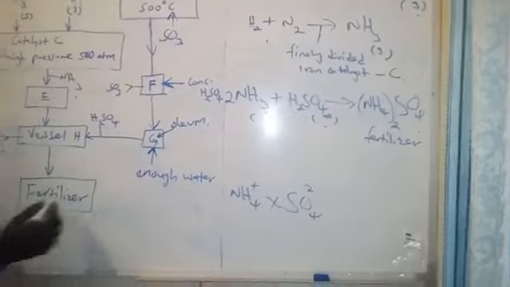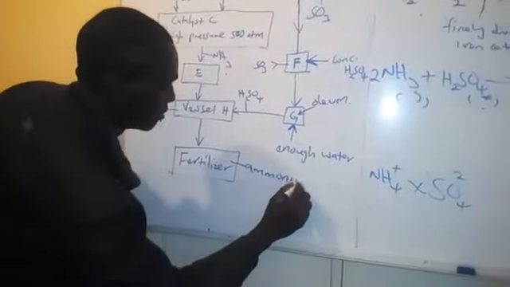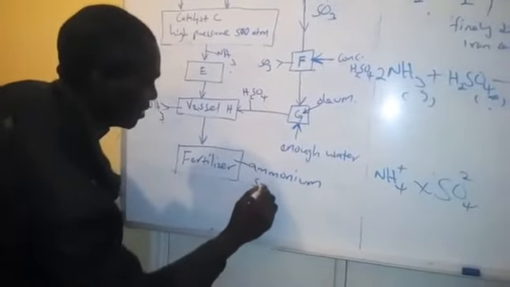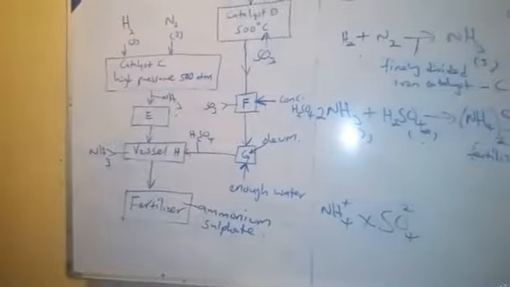So we are aware that this fertilizer here is ammonium sulfate. Ammonium sulfate. So I think I've discussed the point well. What were the questions that I was supposed to answer? Very quickly I'll answer the questions because I have discussed the flowchart.